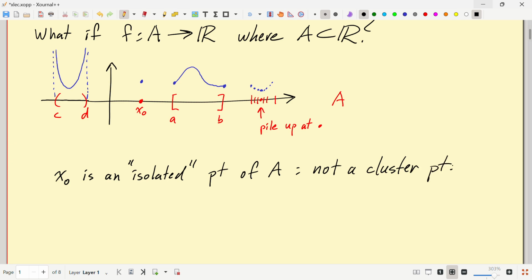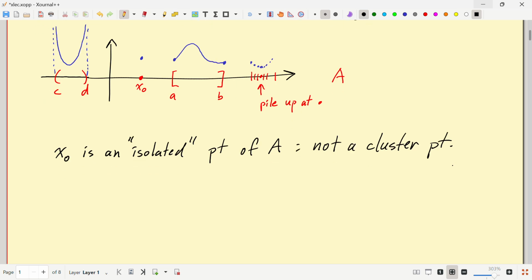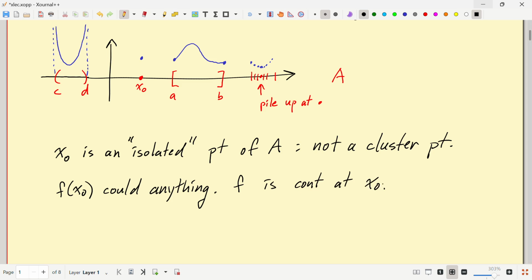Okay, and then f of x naught could be anything, and it would be continuous. f is continuous at x naught. But all those other points are cluster points of A.